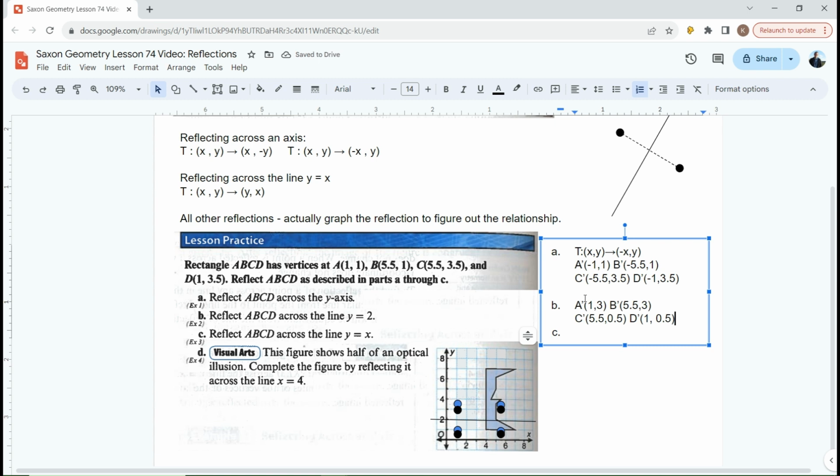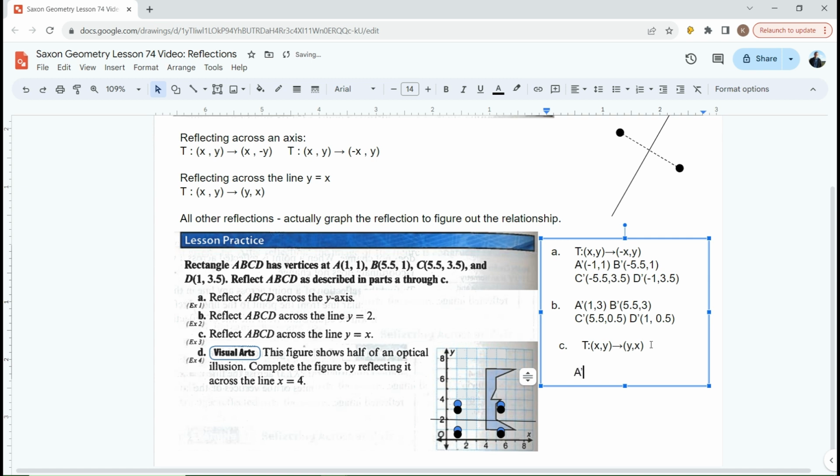Letter C, another easy reflection. This is one of my two easy reflections across the line y equals x. I'm going to put this one in translation notation. I'm just going to copy my translation notation from above. So it's just T colon, let's see if we can get this right. T colon, that's good enough. X comma Y. But in this case, now I'm switching because I'm flipping across the line y equals x. The x is going to become a y and the y is going to become an x. What does that mean for each of my coordinates?